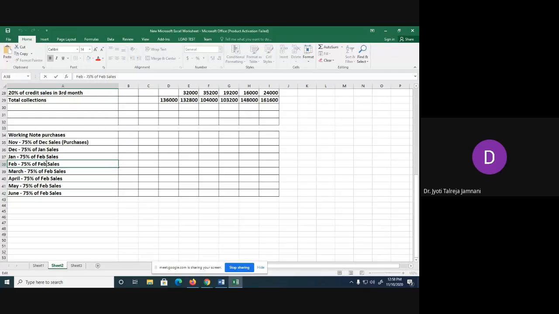So here it will be March. So now we have to calculate the value of purchases. So we have to see the next month sales and find the 75% value of that.